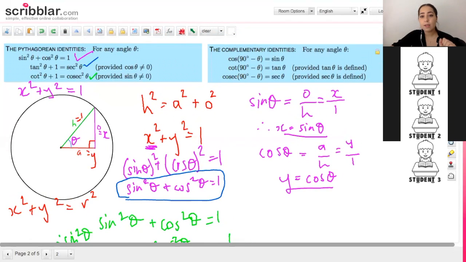Yeah. And you also need to know the complementary identities. So you know that cos of 90 minus theta is also sine theta. Cot of 90 minus theta is tan theta, and cosec of 90 minus theta is sec theta. So these are actually from your textbook, if you recognize the blue background.